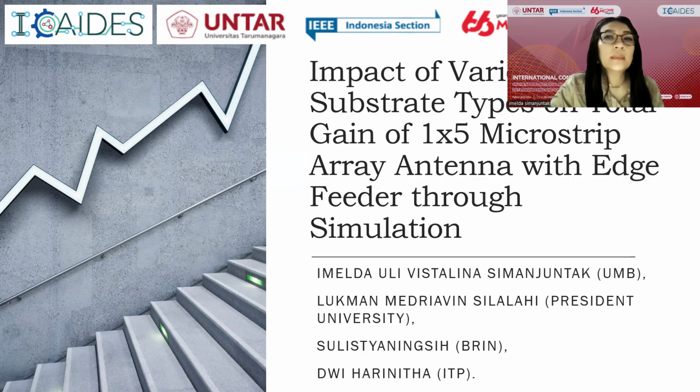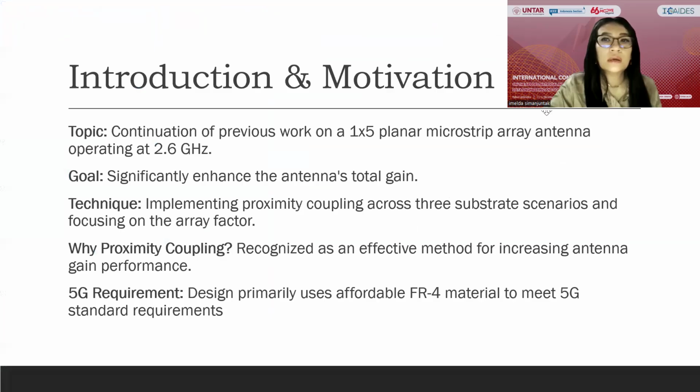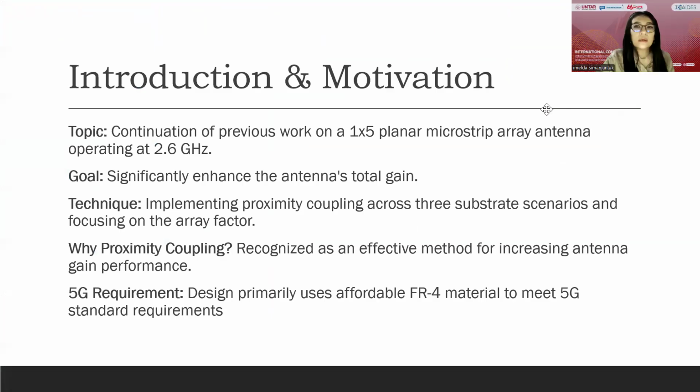I will present the impact of various substrate types on total gain, implemented in a 1x5 microstrip array antenna with H feeder, by simulation. This is the continuation of my previous work on my 1x5 planar microstrip array antenna operating at 2.6 gigahertz.